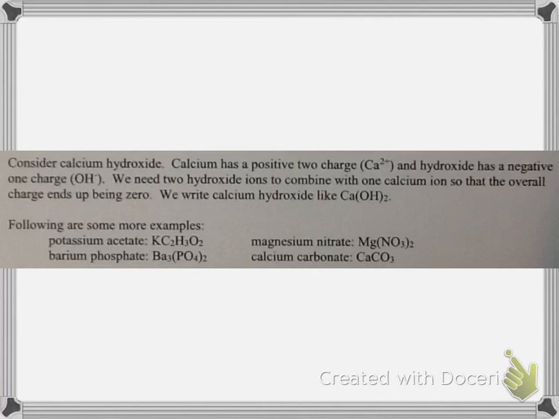Consider calcium hydroxide. Calcium has a positive 2 charge and hydroxide has a negative 1 charge. We need 2 hydroxide ions to combine with 1 calcium ion so that the overall charge ends up being 0. We write calcium hydroxide like Ca, parentheses OH, outside our parentheses 2. Following are some more examples: potassium acetate, barium phosphate, magnesium nitrate, calcium carbonate.